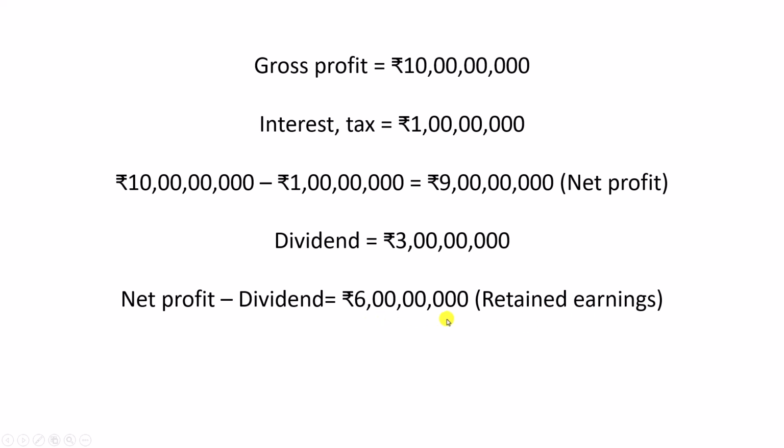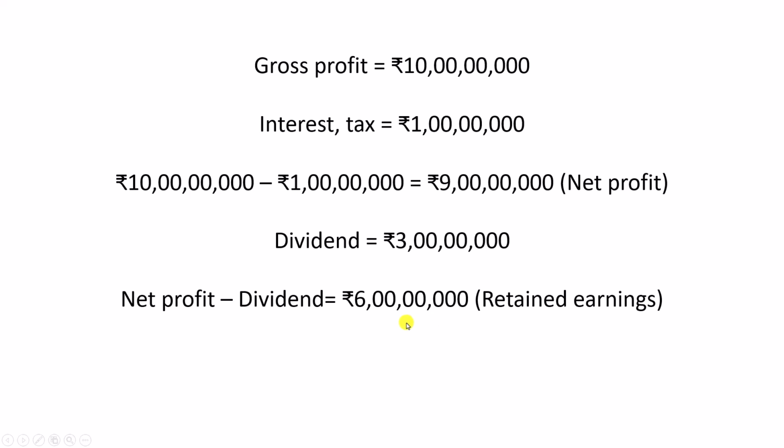The money remaining after giving out interest, tax, considering depreciation and amortization, and then after giving dividend to the shareholders is retained earnings. Okay. Now this will be reinvested in the company so that it can operate properly, so that it can grow, so that it can make more profit.